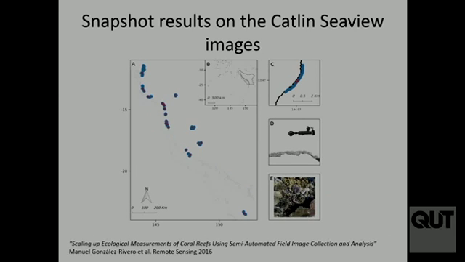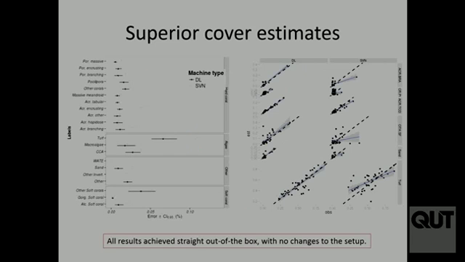Okay, I want to show some snapshot results on another type of data, because we've been banging on the same data set the whole time. Like I said, I work with these guys from the Catlin Seaview survey, and we recently published this paper showing that you can take images from various parts of the Great Barrier Reef. They have this nice underwater scooter type structure, and you crop out little artificial quadrats, and then you can classify them.